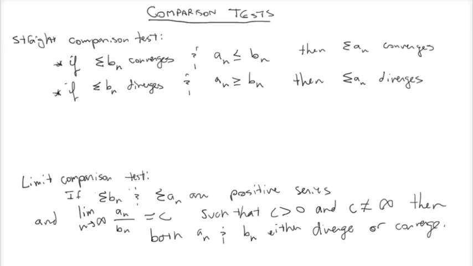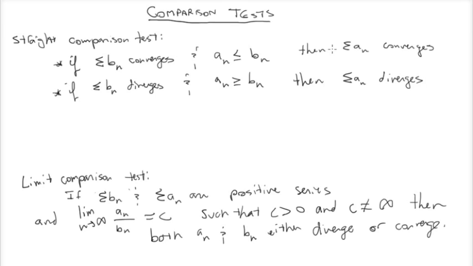So first, we're going to talk about the straight comparison test, and that's kind of my own name right there. It says that if we've got some series b sub n that we know converges, and that could be a p series or a geometric series, some easy ones, and we have some other series a sub n that's always less than or equal to the known series b sub n, then that unknown series also converges.